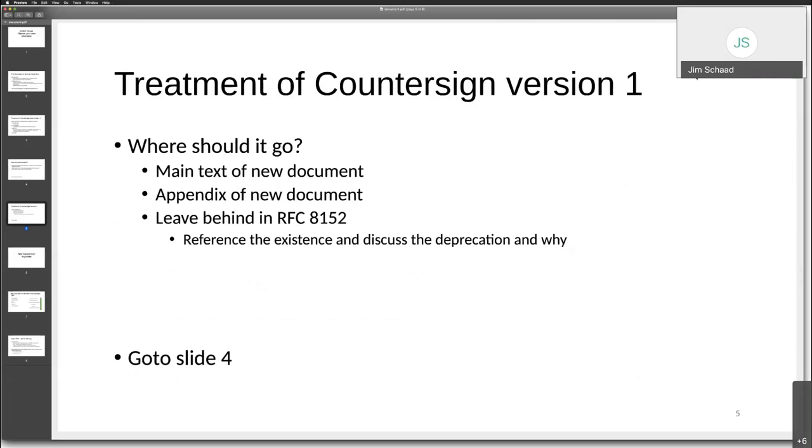So the next question is, what do we want to do with countersign version 1? Do we put it as main text in the new document? Do we put it as appendix in the new document? Or do we just leave it behind in 8152 because it's deprecated and say it's deprecated? I have a preference to do the last one, because I think it makes more sense not to continue documenting it, just to document what we're doing, and to say, if you want to know what the old one did, you can go look there.